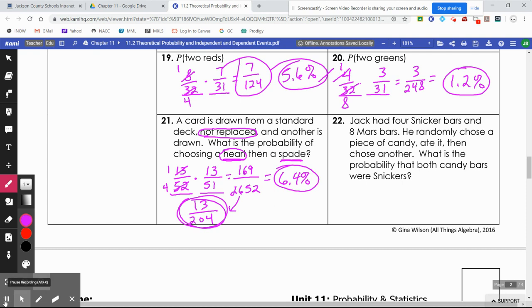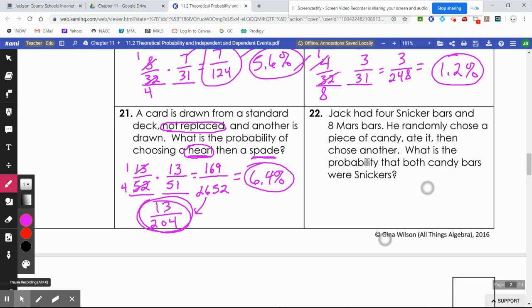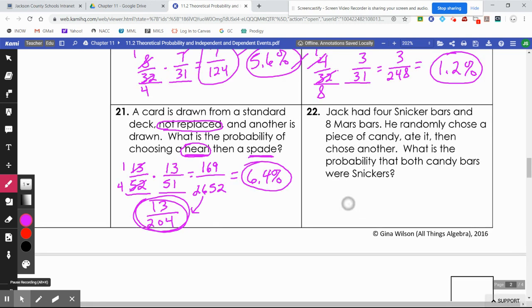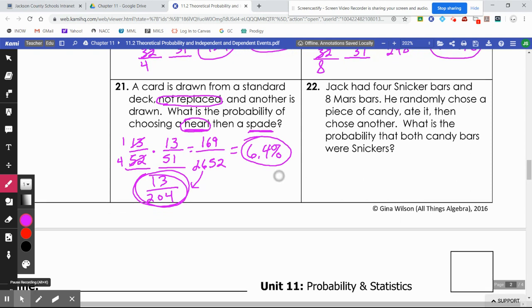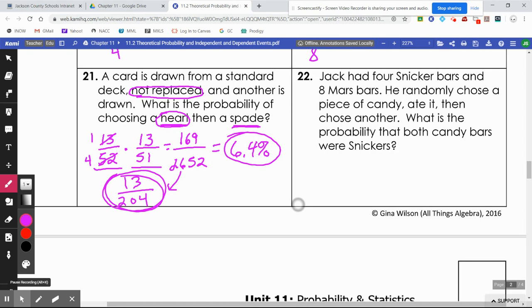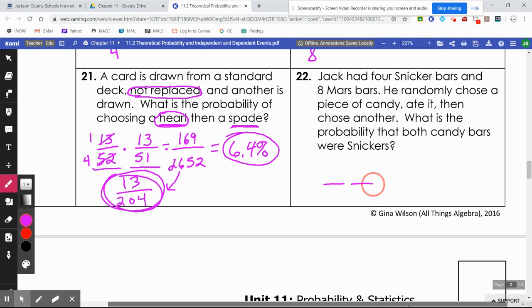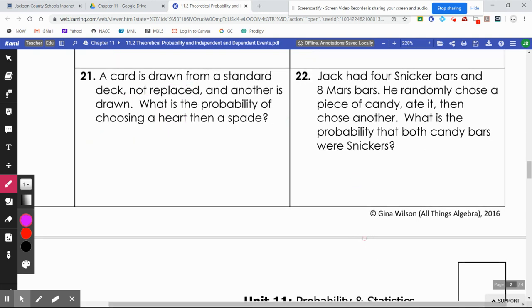Okay, the last problem, number 22. Jack had 4 Snickers bars and 8 Mars bars. He randomly chose a piece of candy, ate it, then chose another. What is the probability that both candy bars were Snickers bars? So he's making 2 choices. So again, we do 2 blanks. He has 4 Snickers bars and 8 Mars bars, which means it's a total of 12 bars to choose from. The probability that he chooses a Snickers bar first would be a 4 in 12 chance, and then choosing another Snickers bar, well, there's only 3 left now to choose from, out of 11 candy bars that are left.